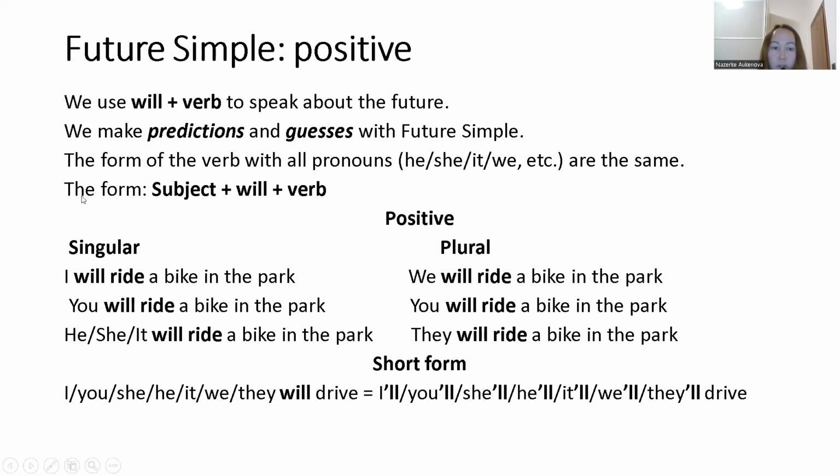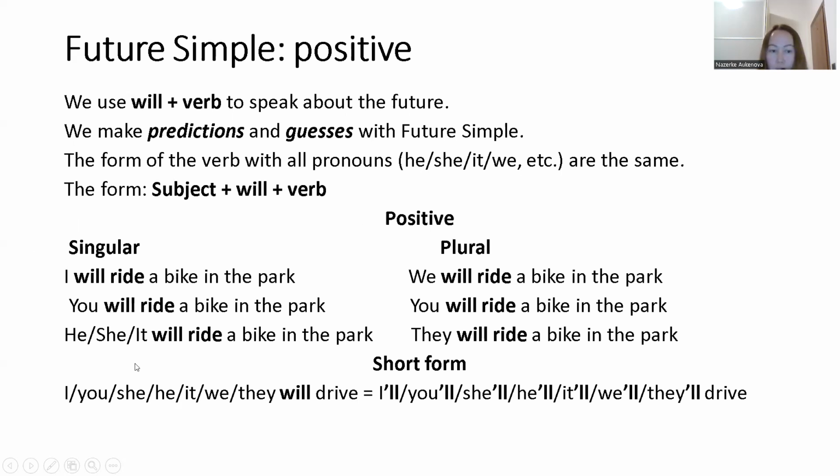I mean, so what is the structure? Structure is first in the first place we have to use subject and then will and verb. So remember this structure and let me explain positive sentence. In singular form, first person, we say I will ride a bike in the park. So have a look at this structure in the sentence. So I is here subject, will we have here, and ride is a verb. So you have to follow this structure when you make a sentence.